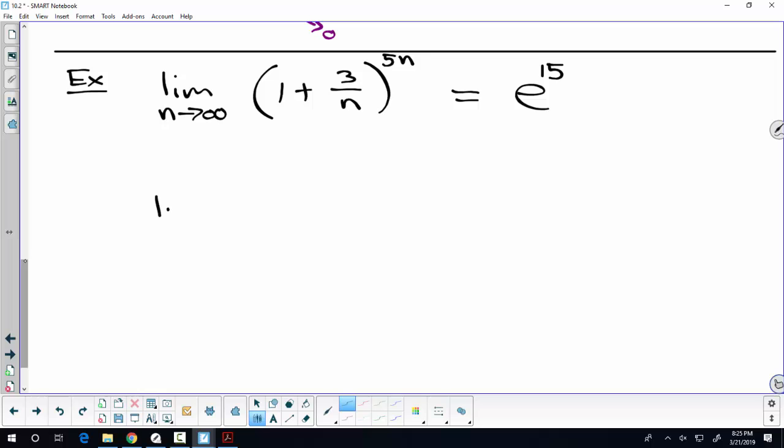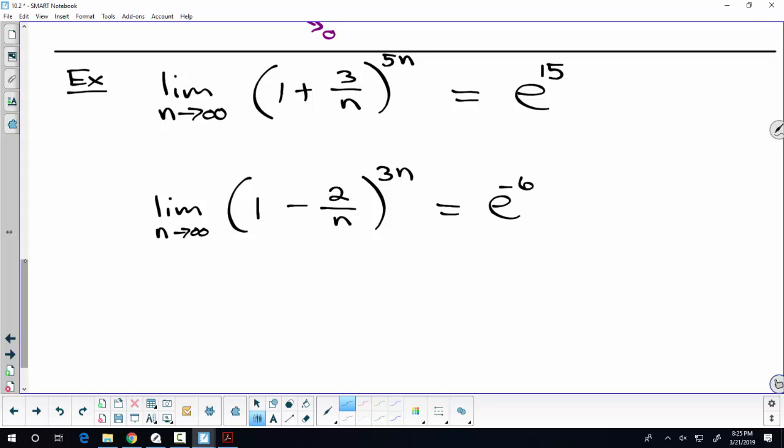How about the limit as n goes to infinity of 1 minus 2 over n to the 3n? E to the negative 6. Good. All right.